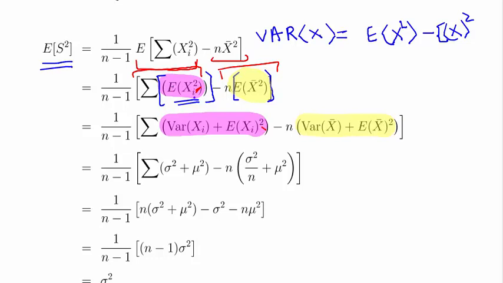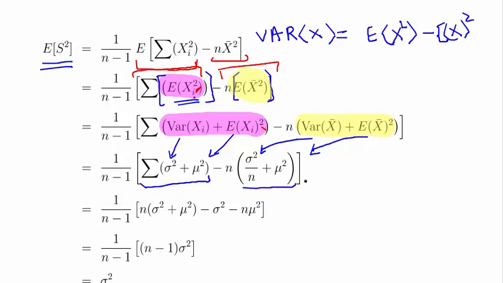Now the variance of xi is sigma squared, and the expected value of xi, squared, is mu squared. And then we have the summation of that. Over here we have the variance of x bar, and we were told earlier that that is sigma squared over n, and the expected value of x bar, squared, is mu squared. Okay, so far so good.